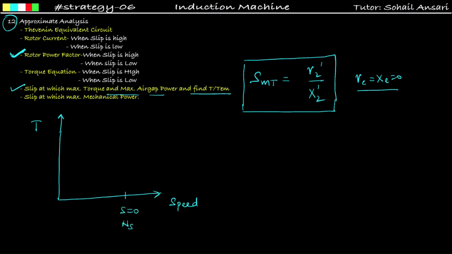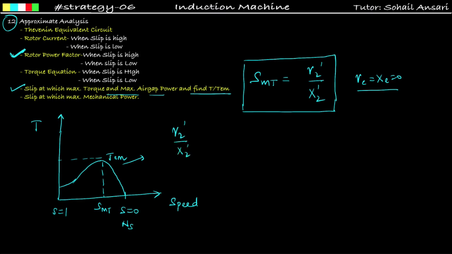This is the synchronous speed, and here slip is equal to 1. First, the torque slip characteristics are like this. This is my SMT, the slip at which maximum torque occurs, and this is TEM. I am assuming that the slip at which maximum torque occurs has resistance R2 dash upon X2 dash.